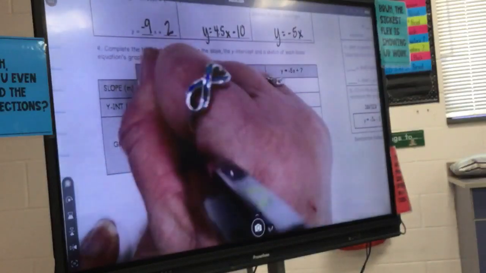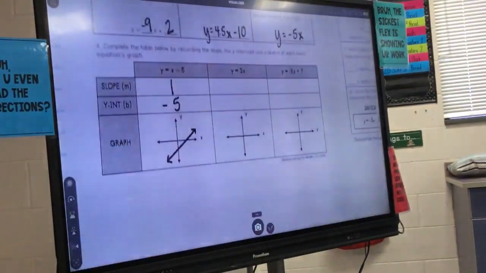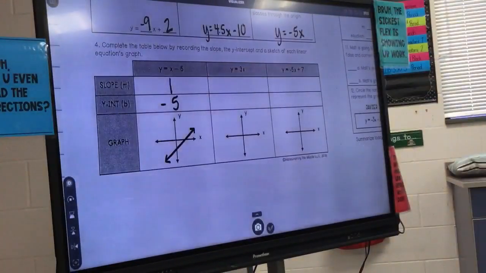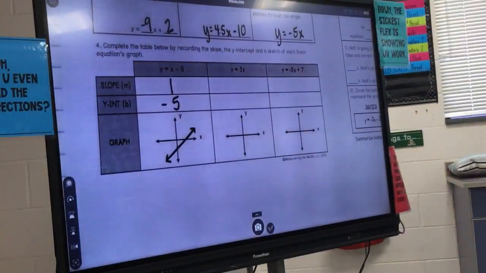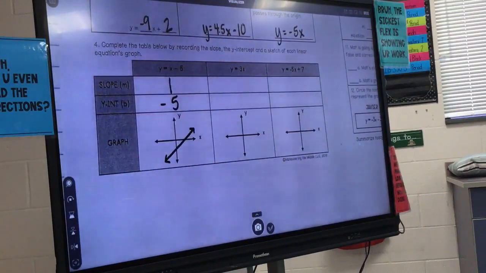So again, your line does not have to be perfect. It just has to be, first of all, the right positive, negative, undefined or 0. And when it crosses that y-axis, it's got to be in the general area. All right. You and your group members are doing the second and the third ones together. Stand up when you're done.